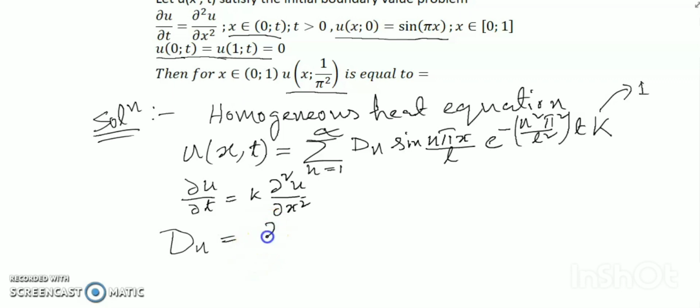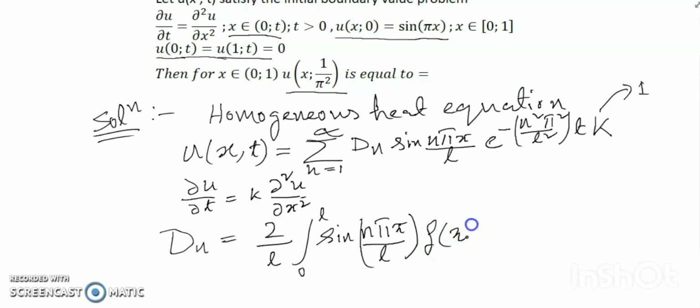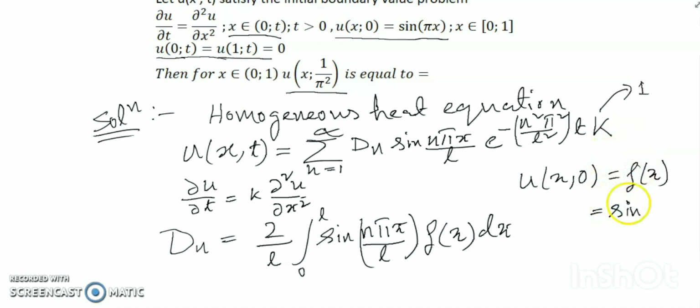dn equals 2 by L integral of f(x) into sine n pi x divided by L dx. This is the formula. In here u(x,0) is equal to f(x). Please check my short video, I have already mentioned this formula. Okay, f(x) in here is sine pi x, and L is in here 1.